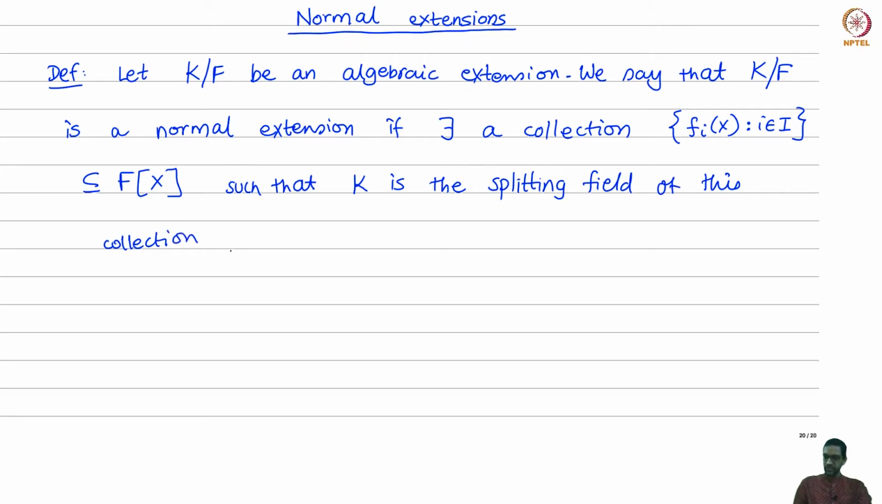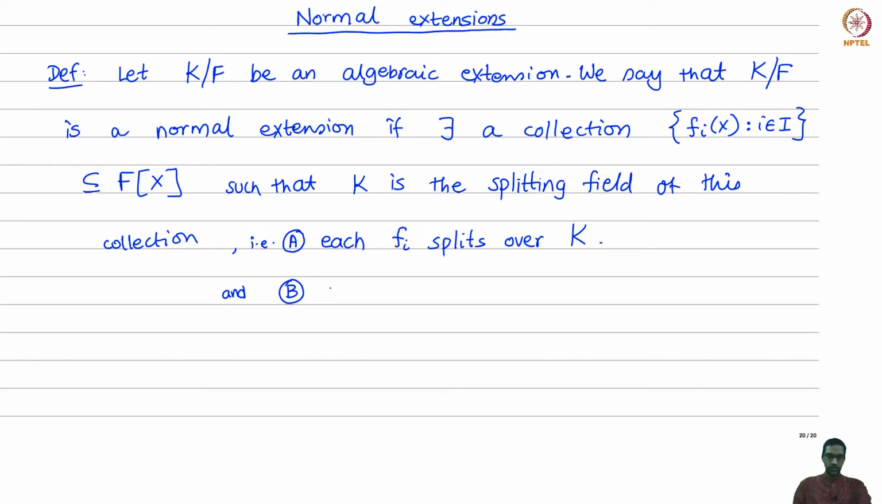Okay, so that's the definition, but let me say what I mean by the splitting field of a collection. We talked about the splitting field of a single polynomial. So the splitting field of a collection means that each f_i splits over K. Recall there were two properties for a splitting field of a single polynomial, so similarly here I have two properties, capital A and capital B. A: each f_i splits over this field K, completely into a product of linear factors. Property B says that this does not hold for any proper subfield of K.